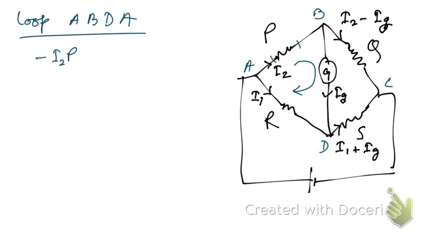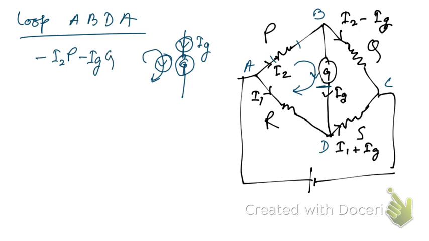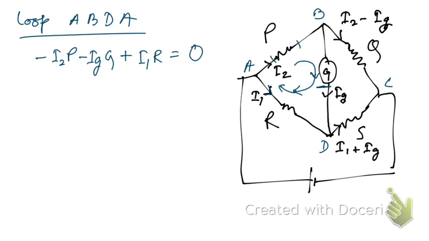Similarly, applying the same method here, in the galvanometer the resistance is G and the current through it is Ig, and the path is taken this way. The direction of the path and Ig are the same, so again it will be negative Ig into G. Now in this case the direction of the path and the current are opposite, so we take positive I1 into R, and the total voltage in this closed loop must be equal to 0. So this is equation number 1.